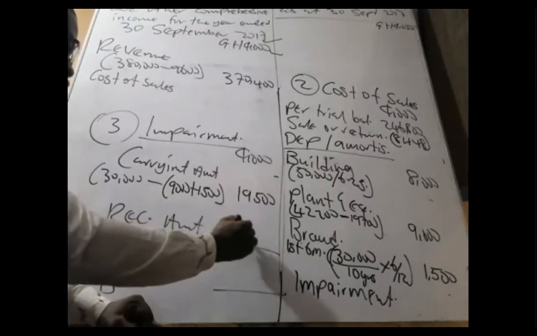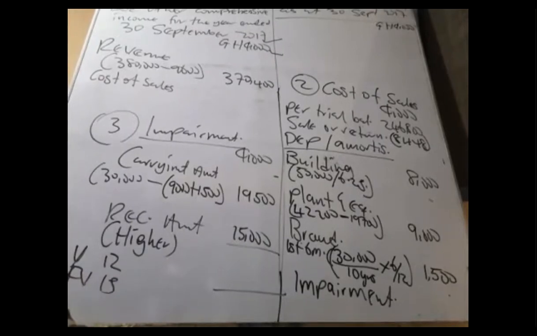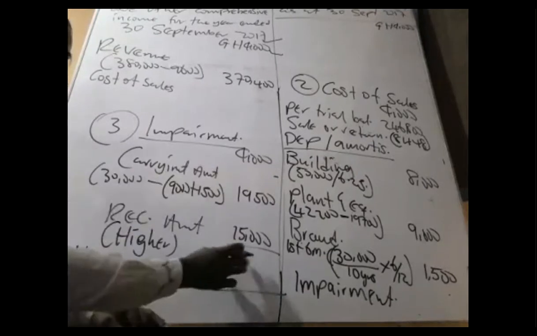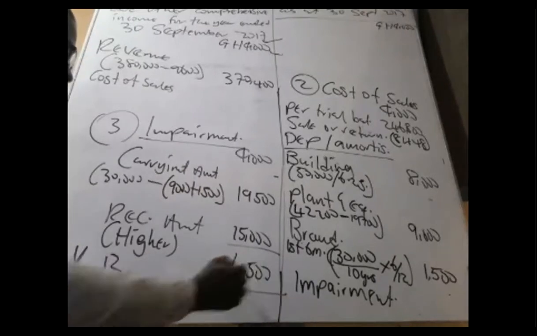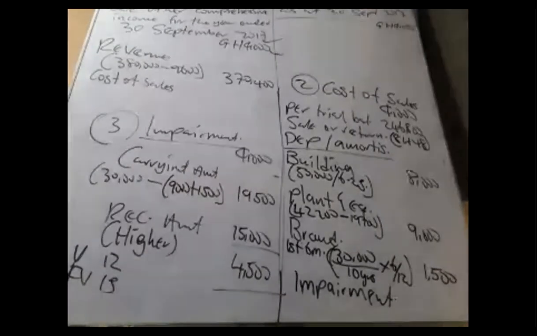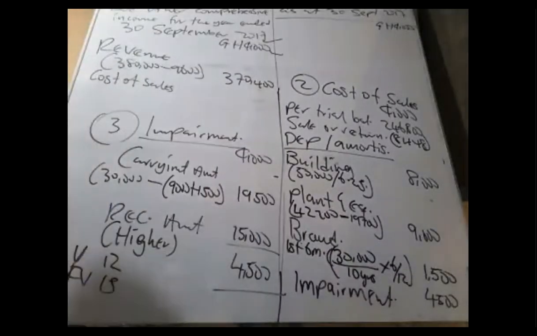So the recoverable amount is 15,000. Therefore, when you find the difference, you get something like 4,500. So that is the impairment charge. So immediately, don't even rest, put the impairment charge in. It's an expense. They told us that we should charge it to the cost of sales.